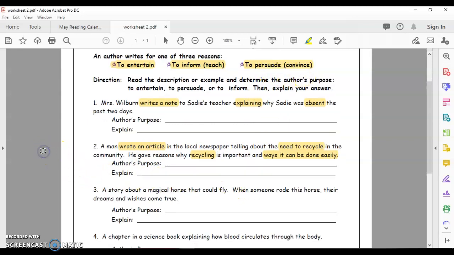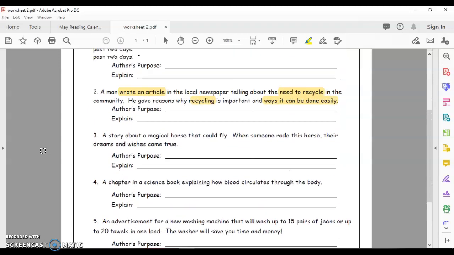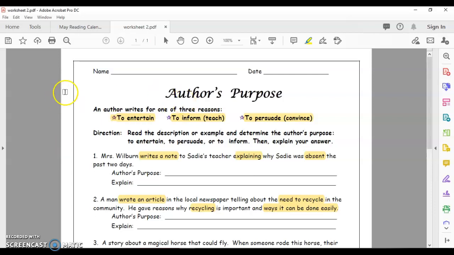So this is going to be your assignment. You're going to work on 3, 4, and 5 by yourself. And if you have any questions, let me know. This is your reading assignment.